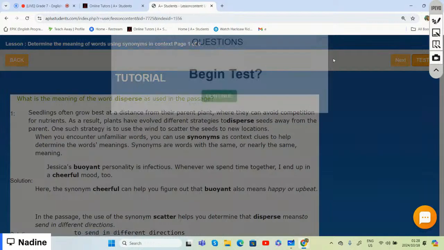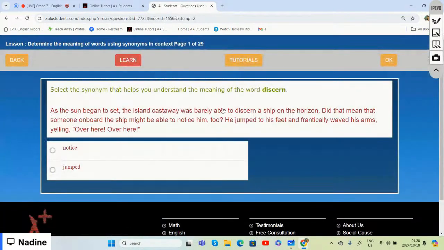All right, so now we're going to our test where we are going to determine the meaning of words using synonyms in context. We now need to select the synonym that helps you to understand the meaning of the word discern. It says, as the sun began to set, the island castaway was barely able to discern a ship on the horizon. Did that mean that someone on board the ship might be able to notice him too?